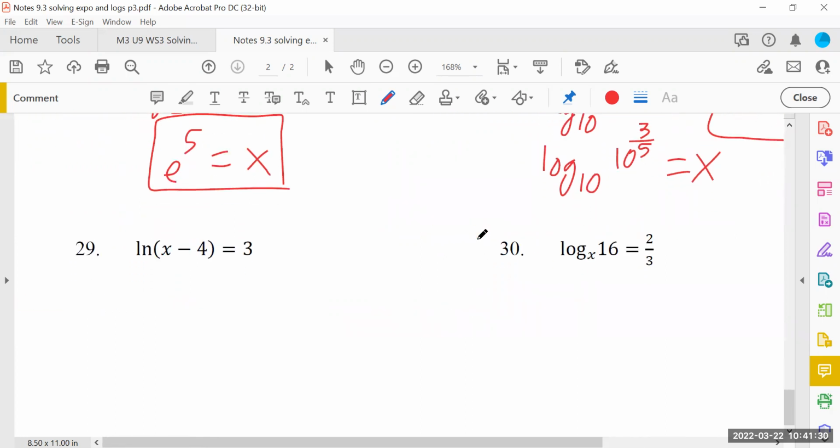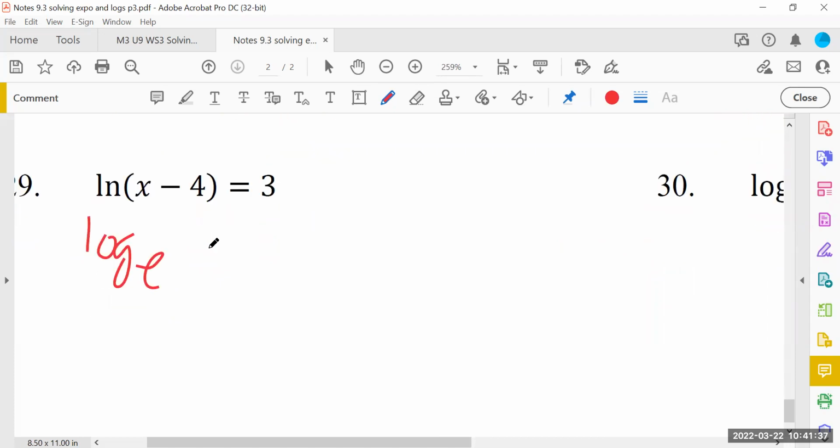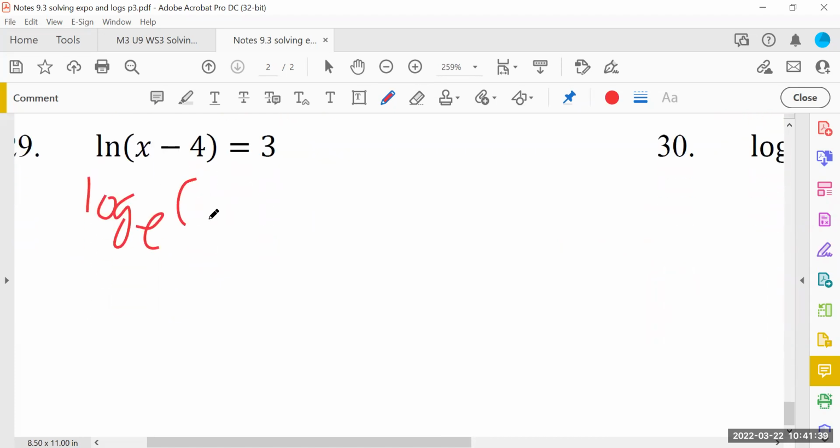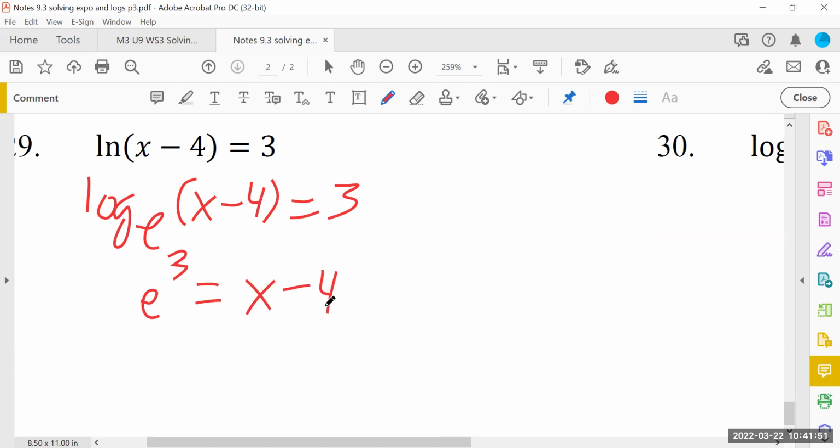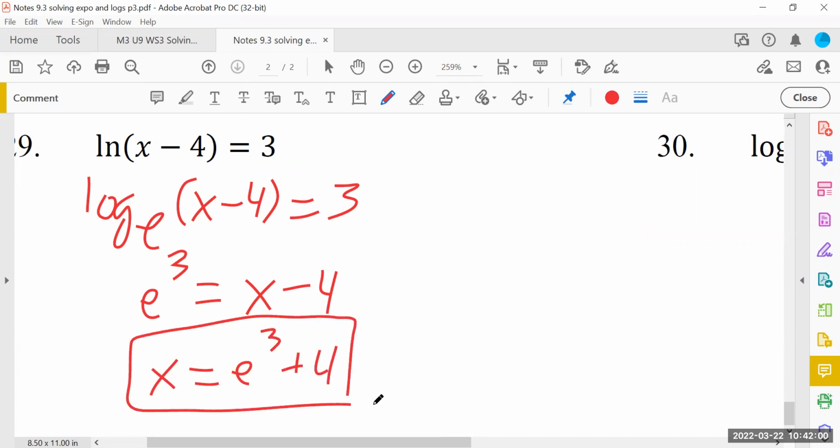29, last two examples. Log base e of x minus 4 equals 3. E comes down, e to the 3rd power equals x minus 4. And just add 4 to both sides. Plus 4, we get x is equal to e to the 3 plus 4. Leave it like that. That's how I want to see my answer.